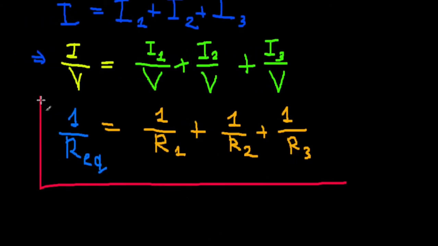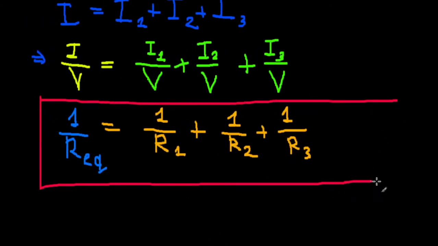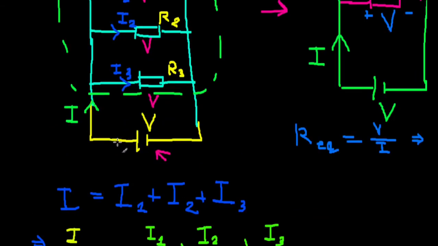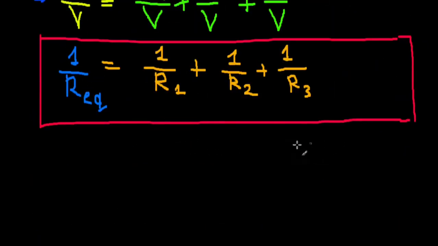For resistors in parallel, the reciprocal of the equivalent resistance is equal to the sum of the reciprocals of the individual resistances. As I said, you could have as many resistors as you like in parallel. If you have n of them, you take the sum of all the reciprocals of the n resistors, and this would be equal to 1 by R equivalent.